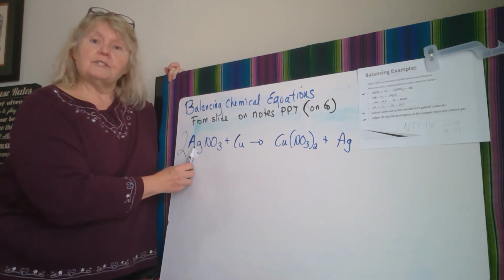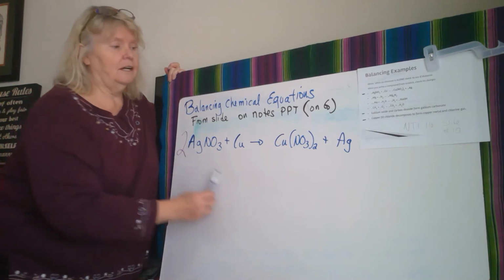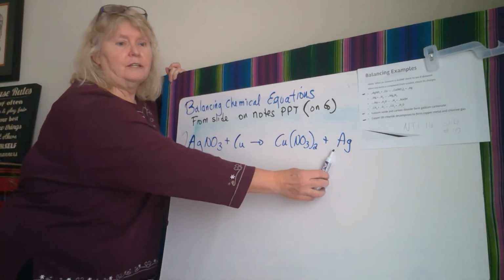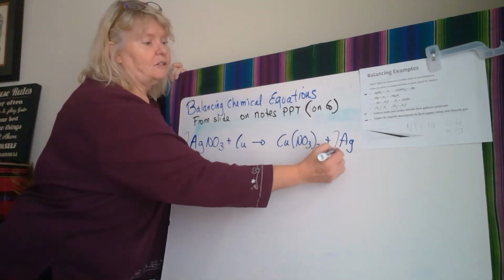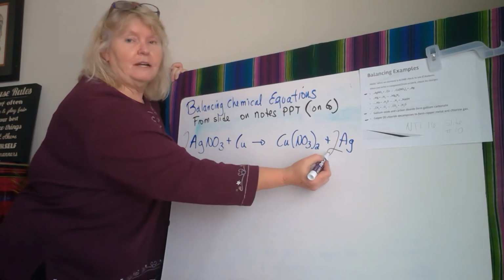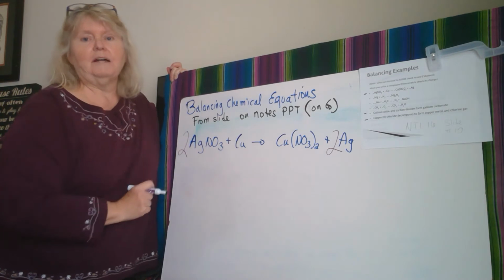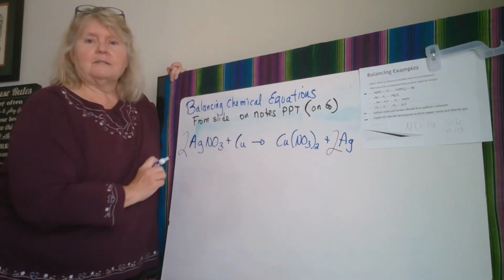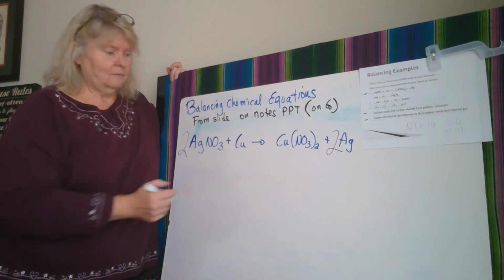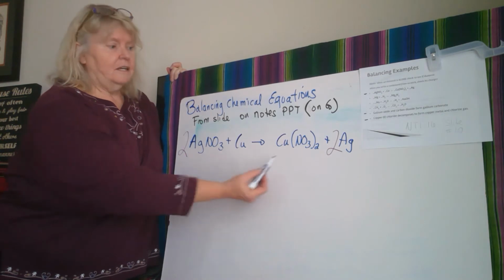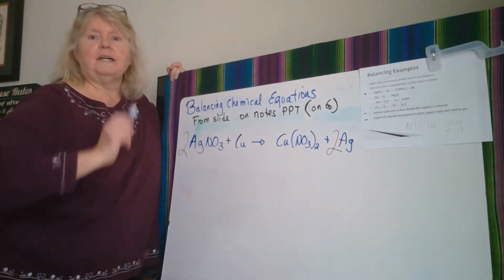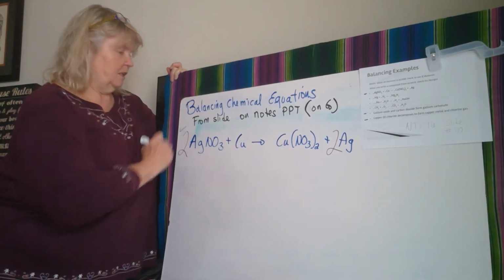So I have 2 silvers on this side, and I have only 1 over here. So I'm going to put a large 2 in front of that. So I have a coefficient of 2 for my silver. Now my silver is balanced, and the nitrates balance. What about the copper? Well, I have 1 on this side, and 1 on this side. So I'm done. Okay, check.